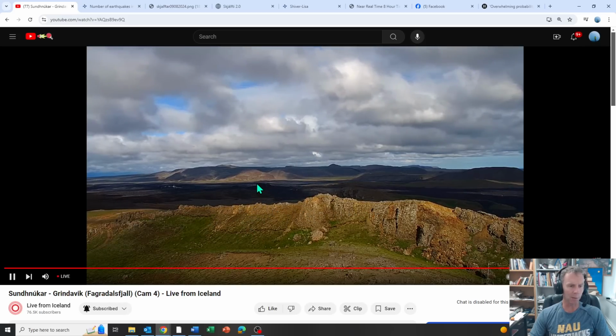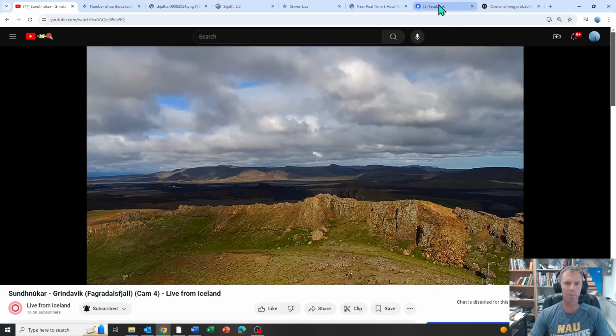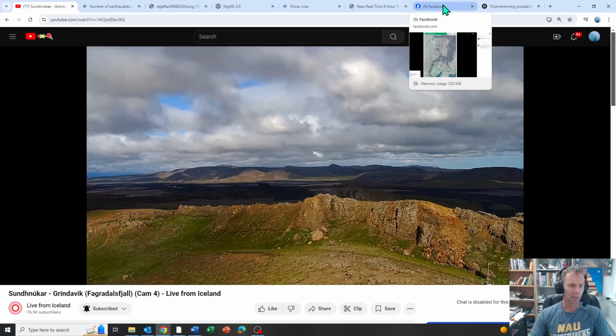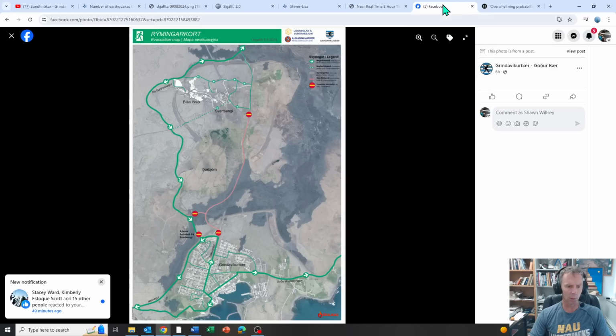But before we get the magma to the surface and visible on the webcam, we would of course need to see it breaking through to the surface, and we'd need to see a little bit of an uptick and clustering of those earthquakes both in space and time.